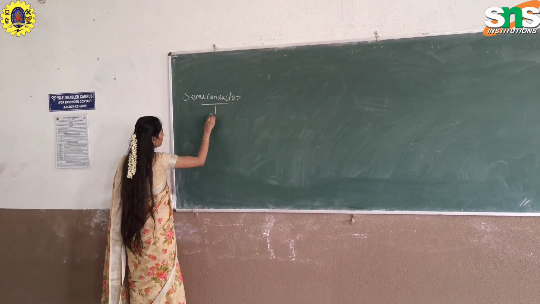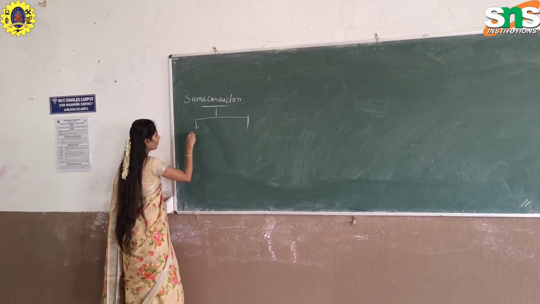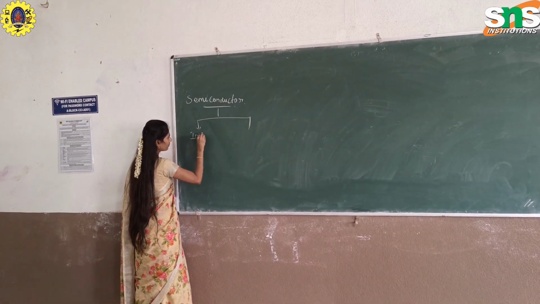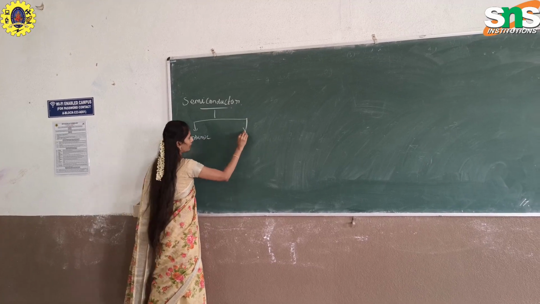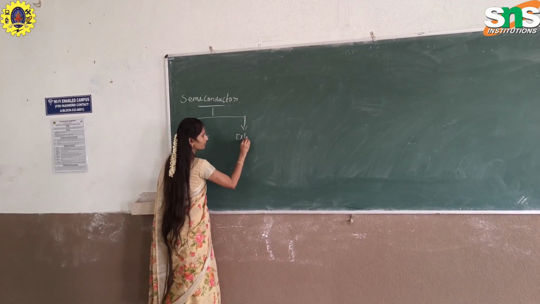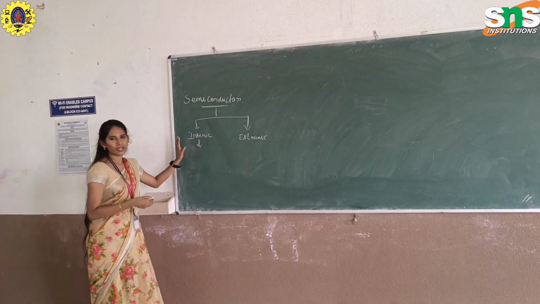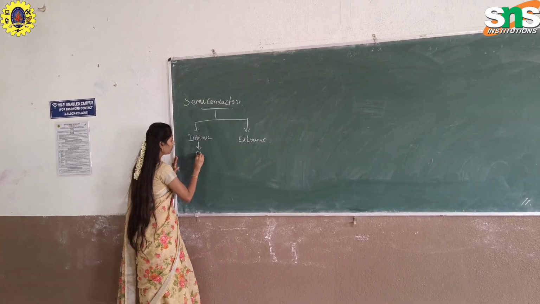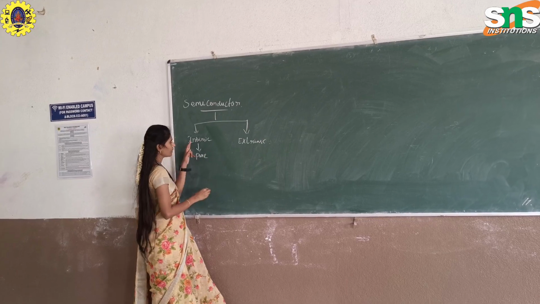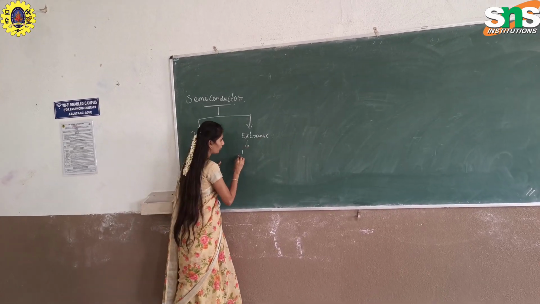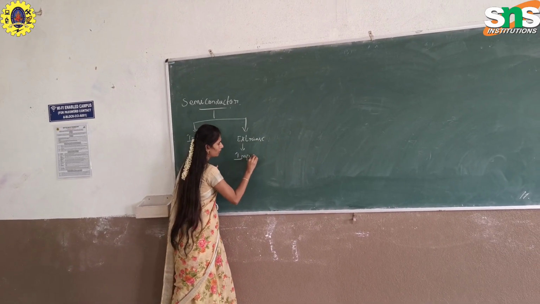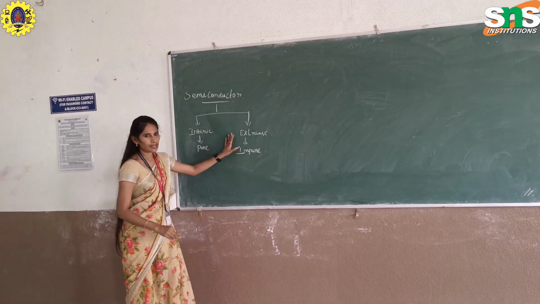Semiconductors are classified into two types: intrinsic and extrinsic. I told you intrinsic means pure material; pure material is called an intrinsic semiconductor. Impure material is called an extrinsic semiconductor.